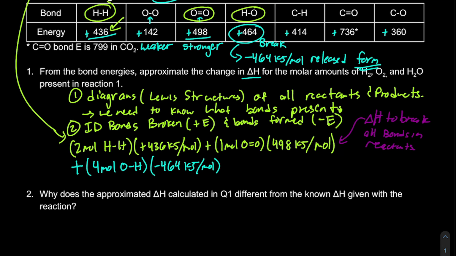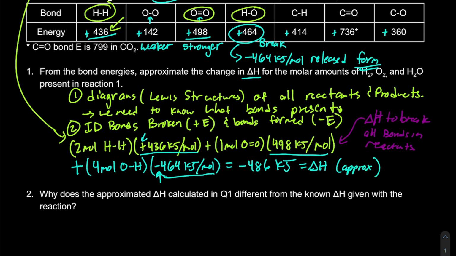Or if we wanted to, we can think about subtracting the amount that would have been if we were breaking those bonds. I think it's a little easier to conceptually think that I'm going to be breaking the bonds in my reactants, which makes them positive, and forming bonds in the products, which is going to be negative. And so the net change of breaking all of our hydrogen-hydrogen bonds and oxygen-oxygen double bonds and forming all of those oxygen-hydrogen bonds in our water molecules is negative 486 kilojoules. So we notice that this is an approximation for delta H, the change in enthalpy as we go from reactants to products, by looking at our bond energies.